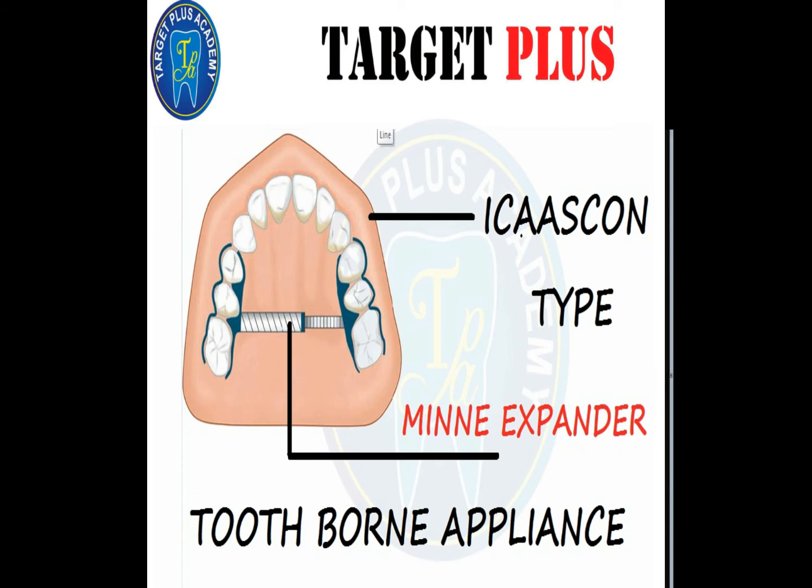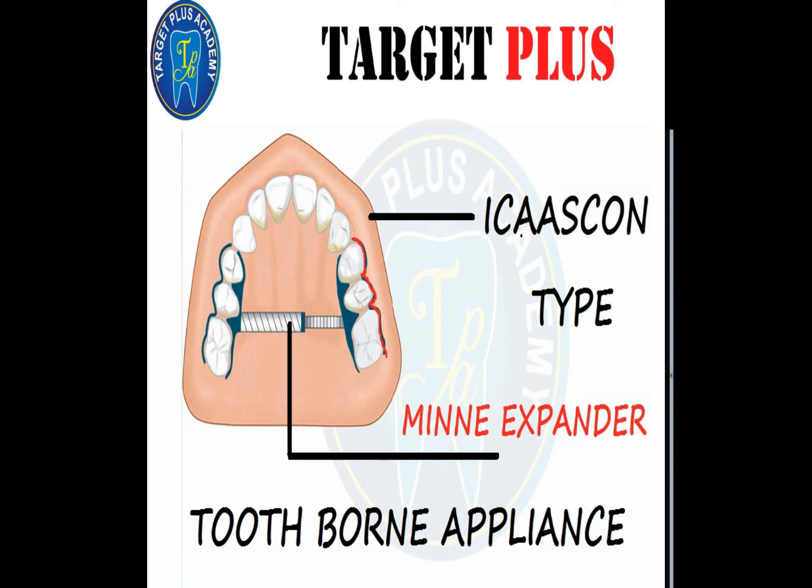Now starting again, the Isaacson type is a tooth borne appliance without any acrylic palatal covering. So remember that. You cannot see any acrylic palatal covering in the Isaacson type. The design makes use of a spring loaded screw. So instead of acrylic, it uses a spring loaded screw. You can clearly see this spring loaded screw. This is the Minne expander.